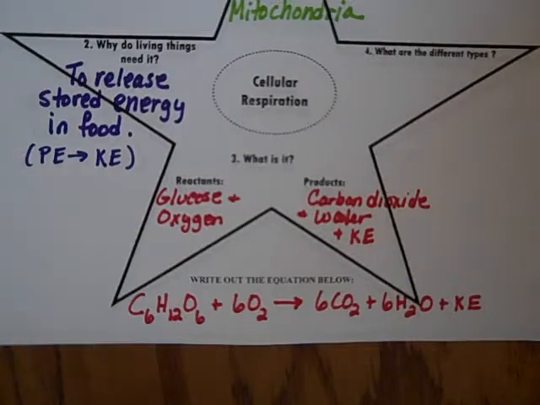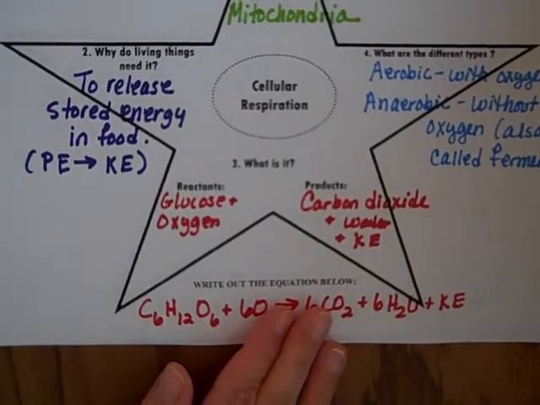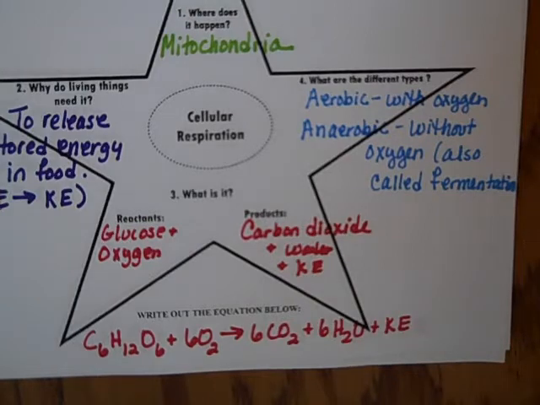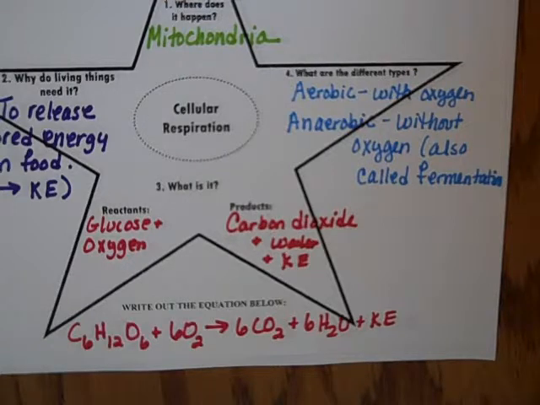But the two different types, as they mentioned again in the Brainpop, are aerobic and anaerobic. Aerobic, just like aerobic exercise, means with oxygen present, and anaerobic means without oxygen present. And it's also called fermentation. Sorry, I had to squish it in there. Hopefully you can read that okay. So anaerobic is also called fermentation. And there's no oxygen available for that process. So those are the two types of cellular respiration.